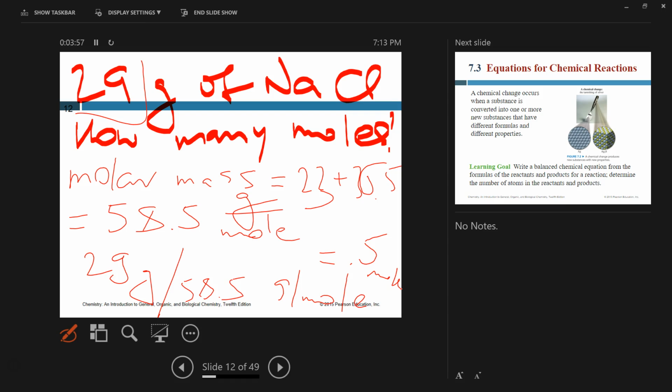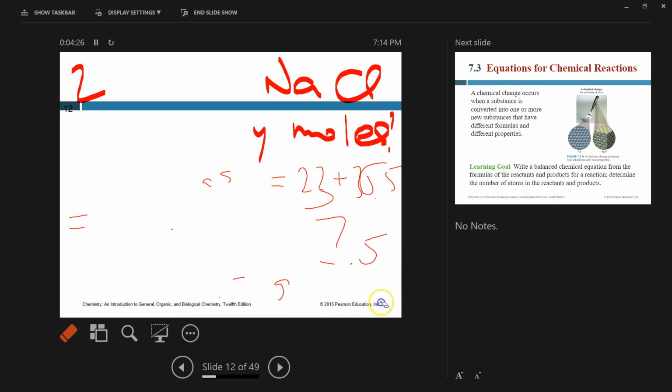The whole approach. Quick and dirty. Whole numbers. No tenths, no hundredths. 72 grams of water. How many moles? 72 grams of water.